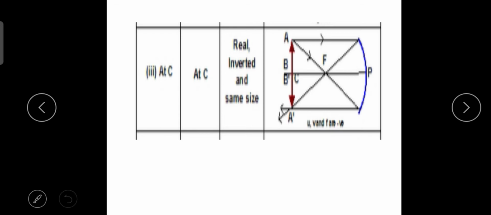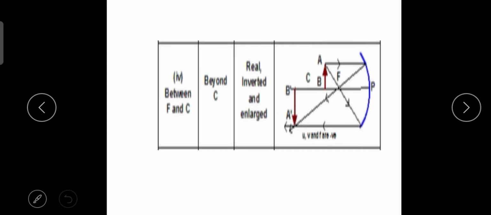Then it will be an inverted image, and the size will be the same. The size of the image as well as the size of the object will be the same. Now let us see about the fourth one.